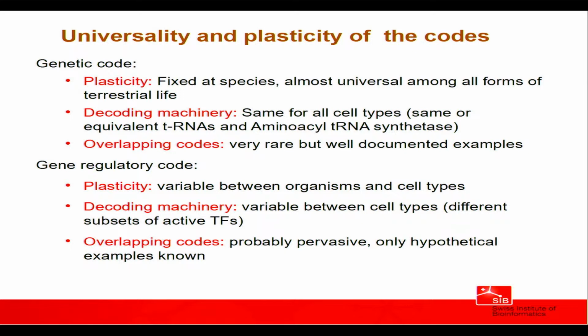Now, universality and plasticity. So the genetic code is fixed within a species and almost universal among species. The decoding machinery is the same for all cell types, although there may be synonymous components. And overlapping codes are very rare, but they are known and demonstrated. For the gene regulatory code, there is plasticity, there is variability between organisms and cell types. That's speculation again, but that's what we assume.